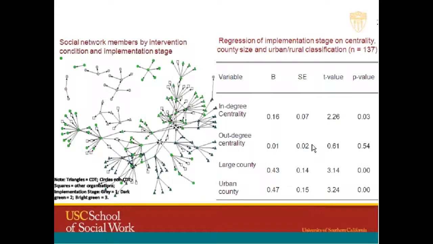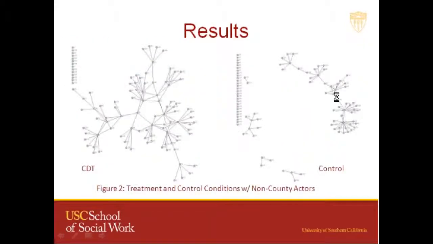Being in a large county and being in an urban county were also significant independent predictors of the pace of implementation as well. Next slide. Now, in this slide, you'll see 2 different networks, one labeled CDT on the left and one labeled control on the right.